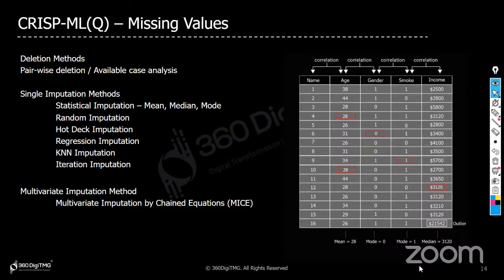So let us talk about the missing values. There are three variants: missing completely at random, missing at random, and missing not at random. These are the three variants present. When you have missing values in your data, you can go for either list-wise deletion or pair-wise deletion, or you can go for imputation methods like statistical imputation such as mean, median, mode, or random imputation, or hot deck imputation, or other predictive models.